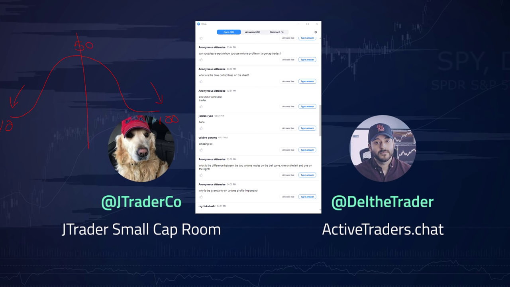Why is the granularity on volume profile important? Because if you don't have a granular volume profile, you can't spot the changes in volume as well as you would be able to from a more granular profile that gives you more detailed information. You wouldn't have all of the information, right? It's like having a 640 by 480 screen versus a 4K screen.